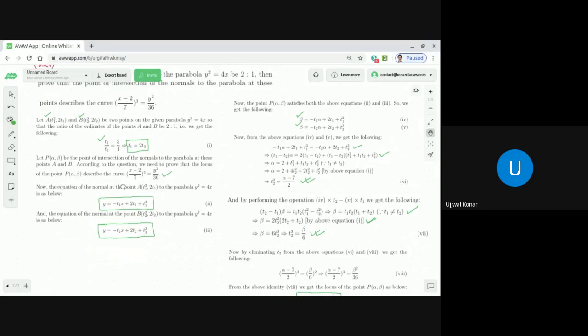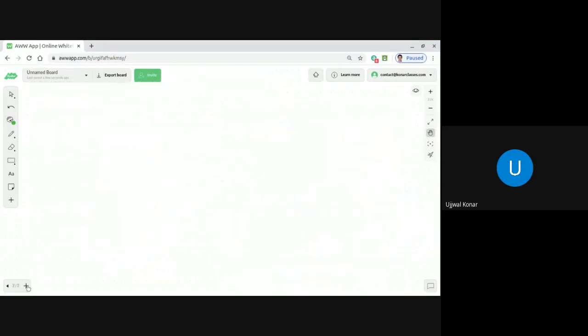Okay, now I'll bring the descriptive question 5, and if anyone is able to make the solution, then please do let me know.